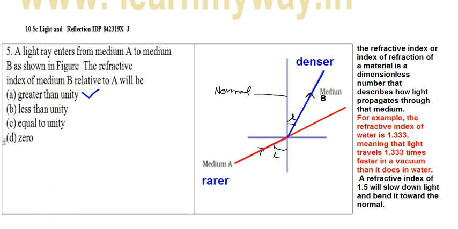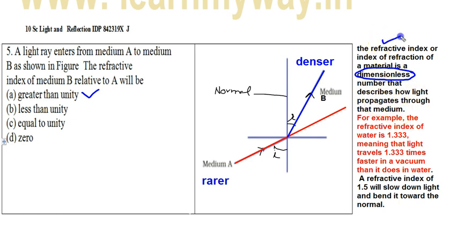Just quickly we go through the definition of refractive index also. Now what is refractive index? Refractive index, or index of refraction of a material, is a dimensionless number. Remember one thing, there is no unit. This number is dimensionless. This is something very important. We cannot have any unit. That describes how light propagates through that medium.